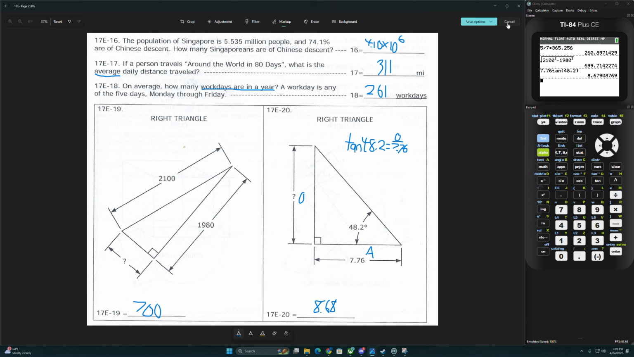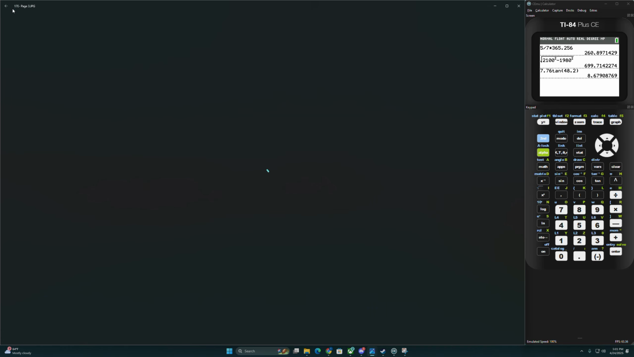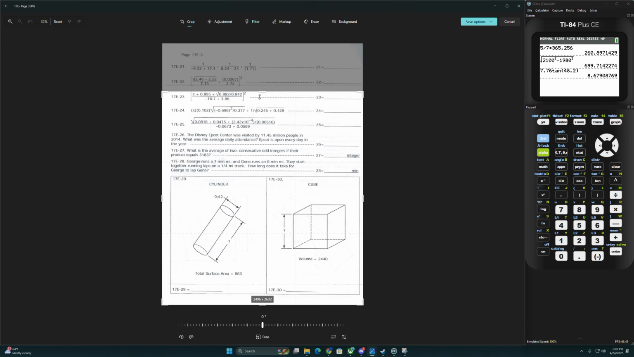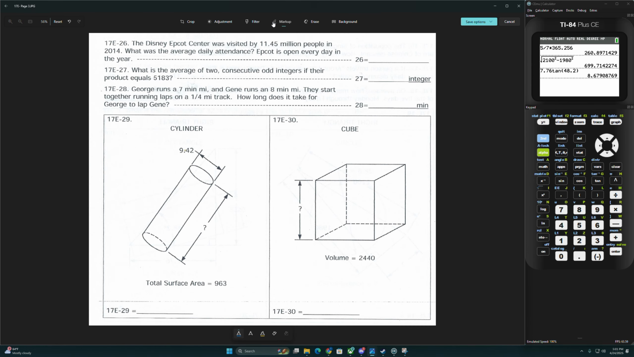These first couple pages should take you only like a minute each. I mean, it's very fast. You could take like 10 seconds for a problem, honestly. If I wasn't explaining it, that's probably my average.